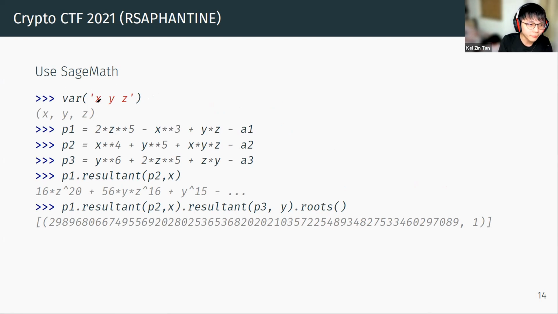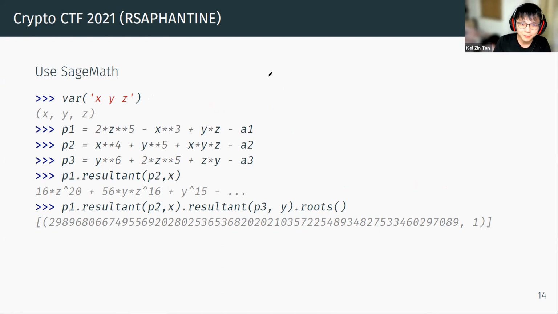So first we declare three variables x, y, and z, and then P1 is the equation, P2 is the equation, and P3 is the equation. And then we use this magic function. This is a magic function. So you take P1.resultant(P2, x).